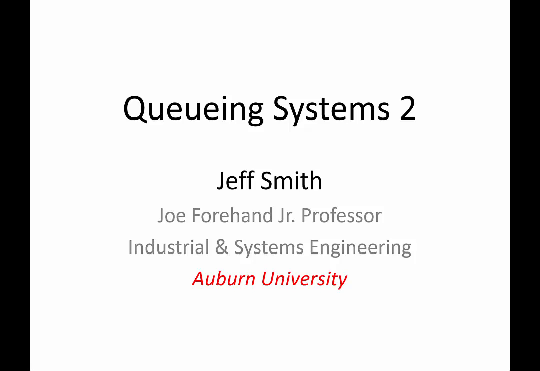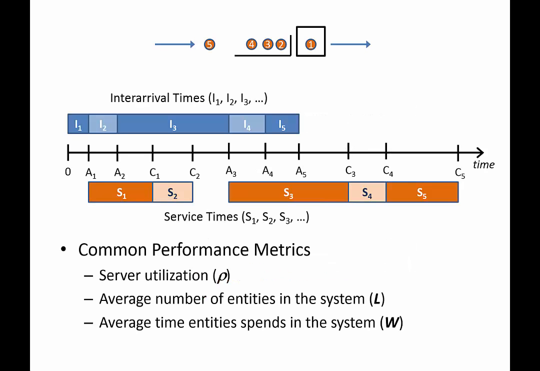In the previous video on queuing systems, we developed the basic queuing network and queuing structure, and we walked through the example that we see here. At the end of the video, we had identified the three performance metrics that are of interest to us: the server utilization, which we represent as rho, the average number of entities in the system, which we represent as L, and the average time that entities spend in the system, which we represent as capital W.